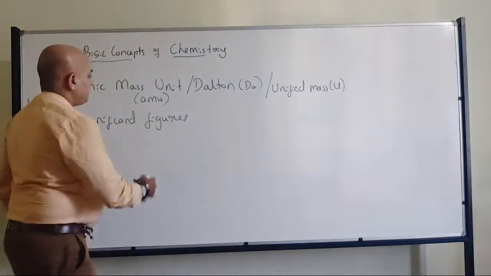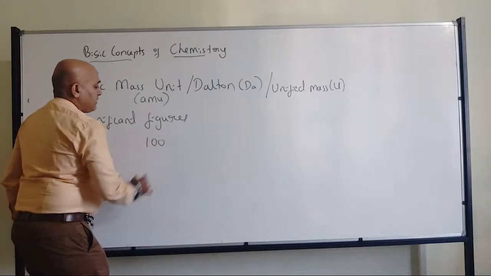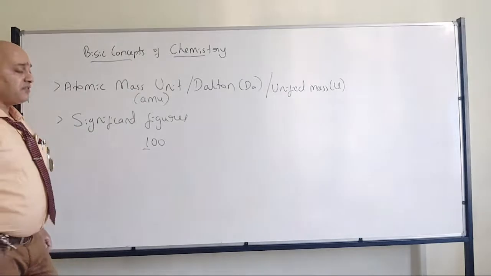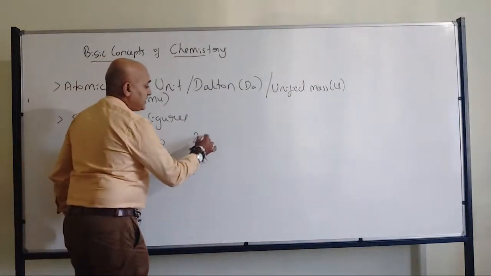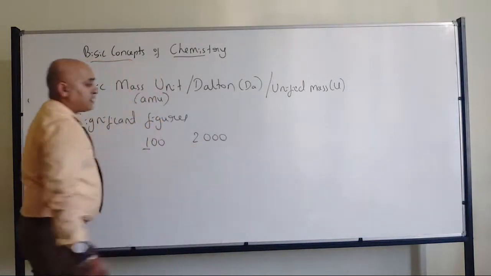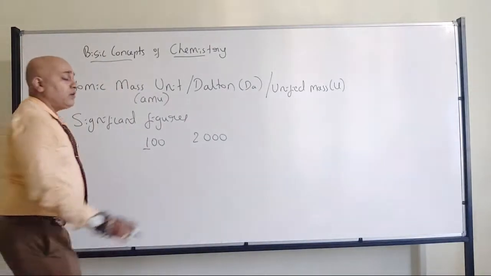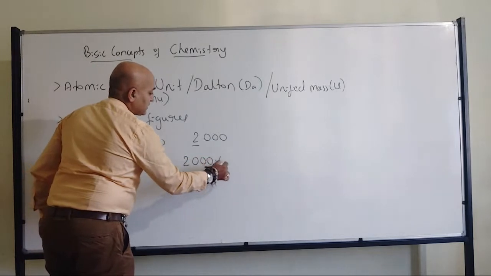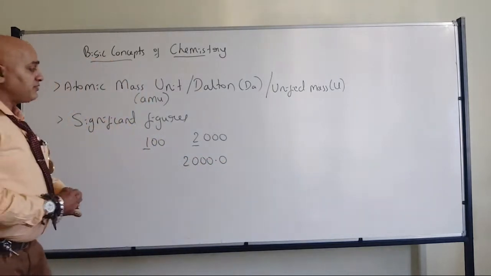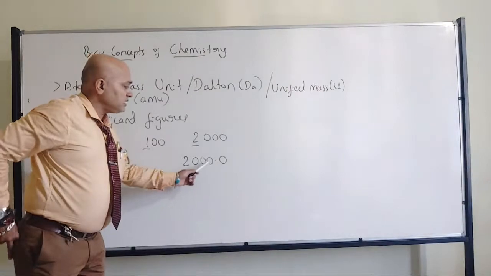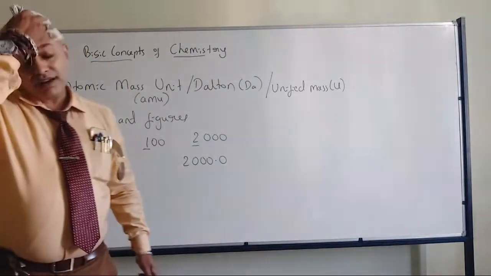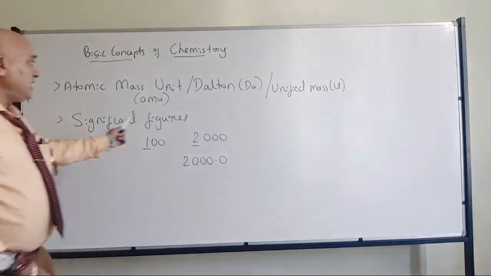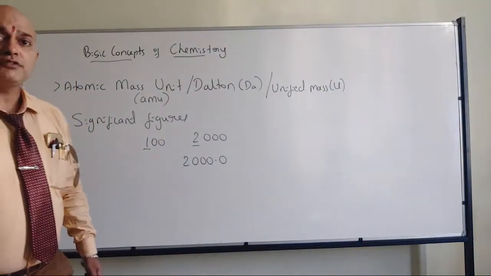So that's where we have 100, where the number of significant figures is 1. If I take 2000, the number of significant figures is once again 1 only. But if I write 2000 with a decimal point, now we have the number of significant figures as 1, 2, 3, 4, 5. So the number of significant figures is 5. So that's where we have the significant figures. It is a one mark question they can ask.